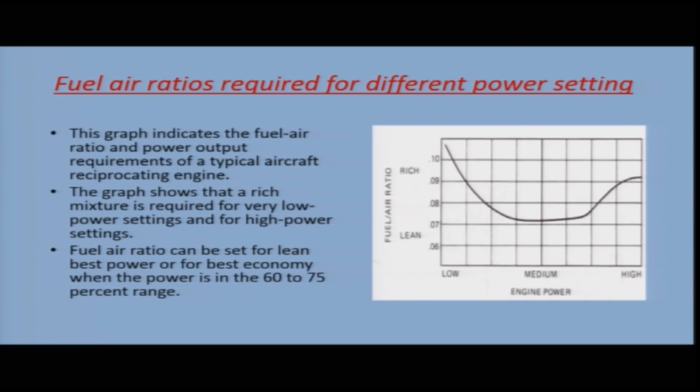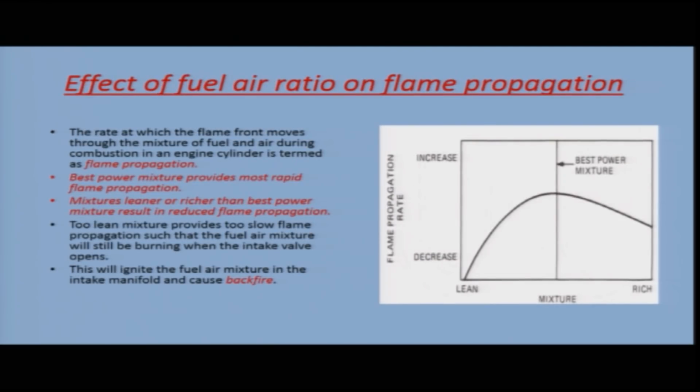In low power conditions and in high power conditions, a rich mixture is required. Fuel air ratio can be set for lean best power or for best economy when the power is in the 60 to 75% range. When the power is in this range, we can get the lean best power mixture or the best economy mixture. Otherwise, in both the low power condition and the high power condition, a rich mixture is required. Now, effect of fuel air ratio on flame propagation. Let us see what is the effect of fuel air ratio on flame propagation.